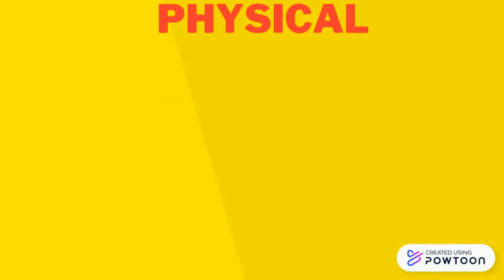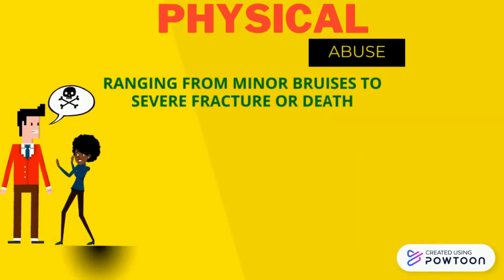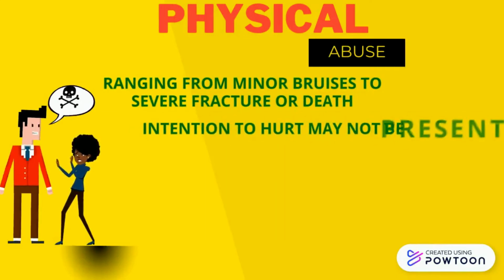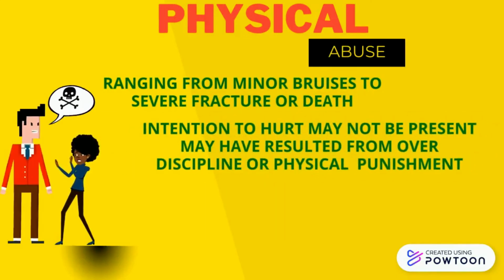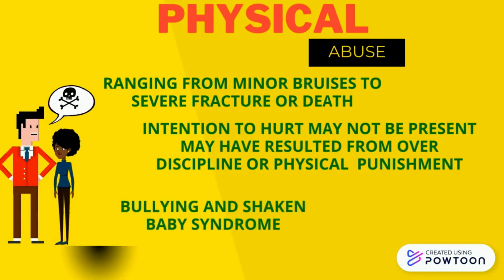Next, physical abuse, which ranges from minor abuses to severe fractures or deaths. Intention to hurt may not be present, and it may have resulted from over-discipline or physical punishment, bullying and shaking.